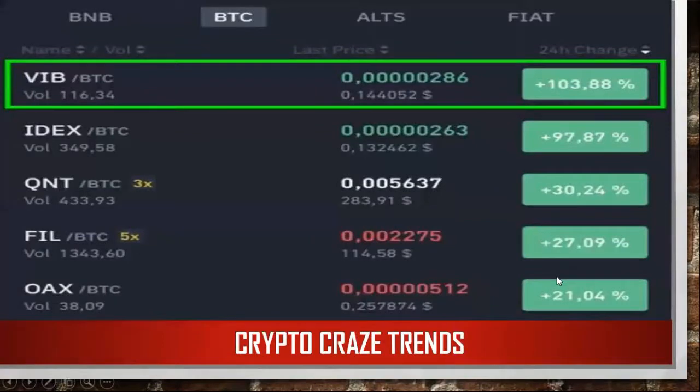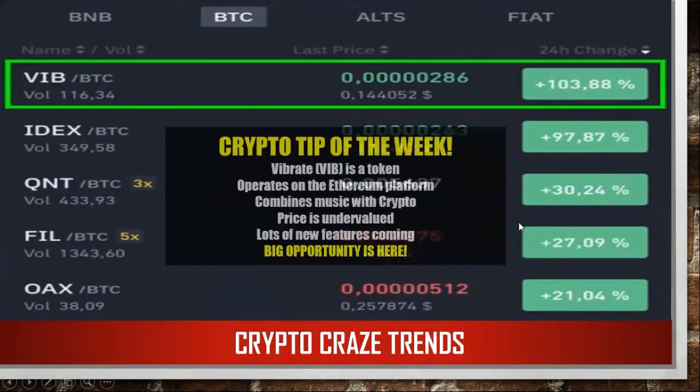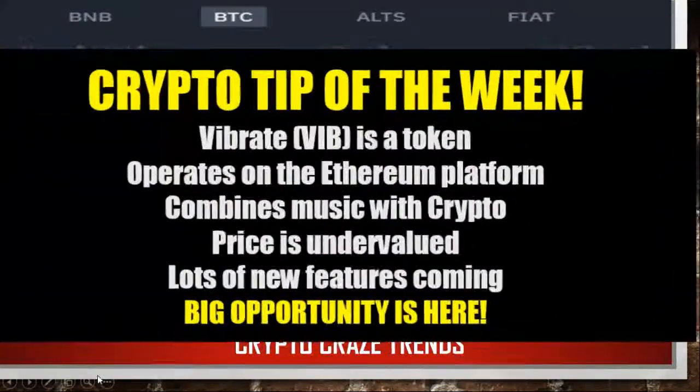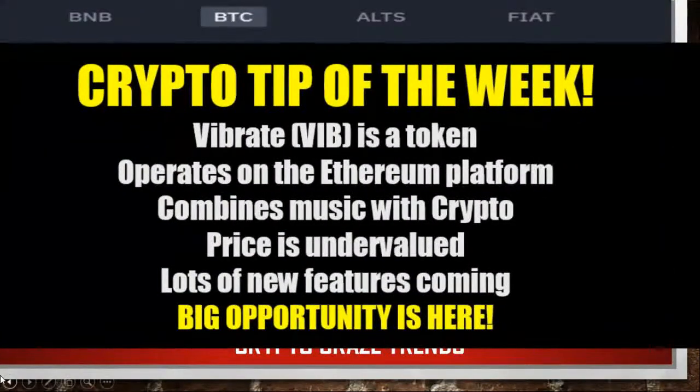Now, look at that. VIB is actually running through the roof. If you look at the price at the moment, it's 14 cents. It was 14 cents at that time, and at that time, it had already appreciated 103%, if you can see. And so it's the crypto tip of the week. VIBRATE, VIB is a token.